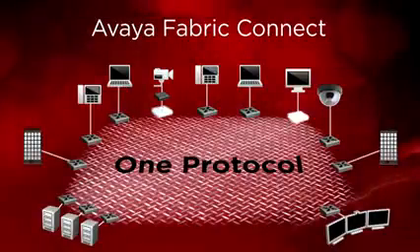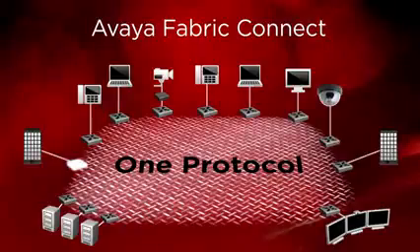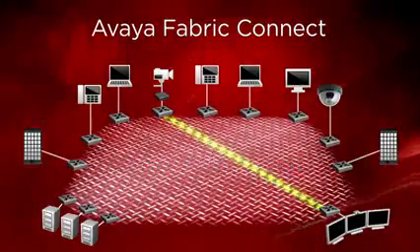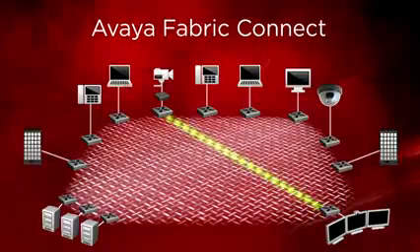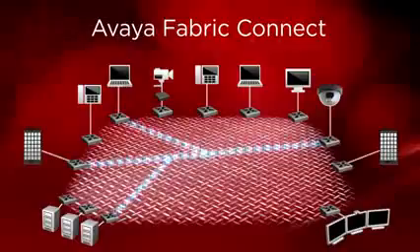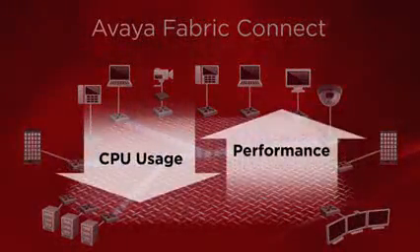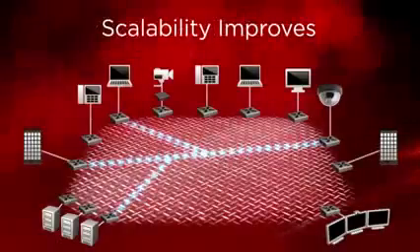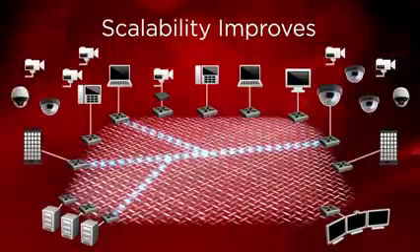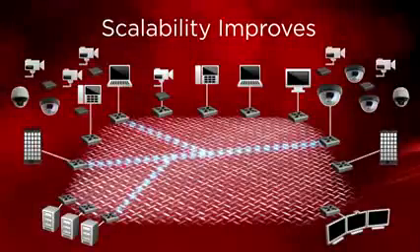Provisioning needs to be done only at the edge and only on the nodes that want to send or receive multicast. Video streams now take the shortest path between source and destination. Bandwidth demands are minimized, choke points are eliminated, CPU usage goes down, performance goes up, scalability improves. It's now easy to scale to thousands of cameras and do so easily with a single command configuration.